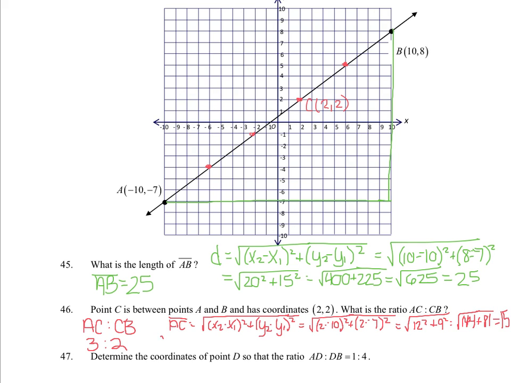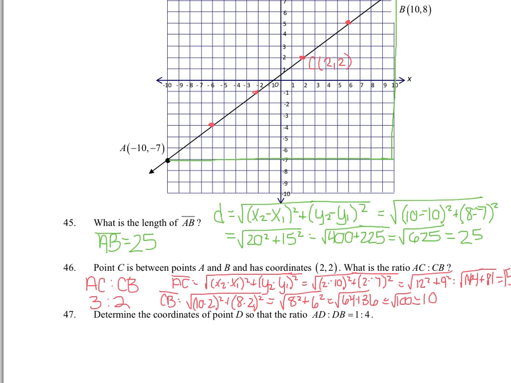I could then find the distance of CB, which, again, using that formula, x2 minus x1 squared plus y2 minus y1 squared, I'm going to have 10 minus 2 squared plus 8 minus 2 squared equals the square root of 8 squared plus 8 minus 2 is 6 squared, which equals the square root of 64 plus 36, which equals the square root of 100, which is 10. So looking at the ratio of AC to CB, that is a distance of 15 to a distance of 10. If I divide both sides by 5, I get 3 to 2, which is the same ratio.